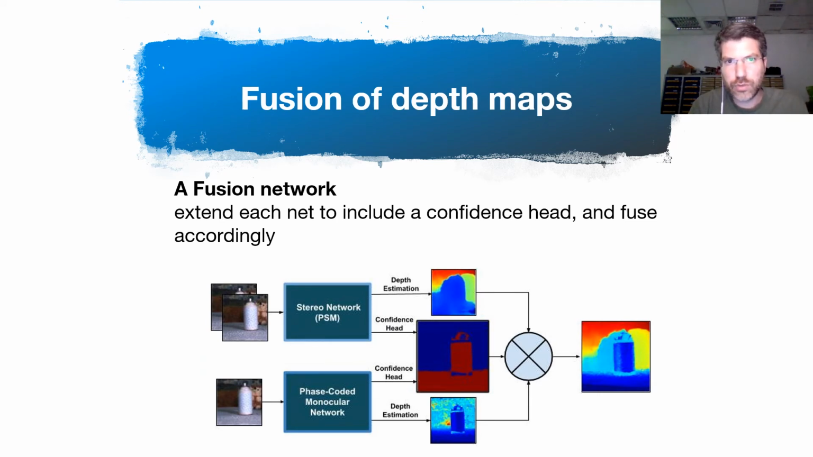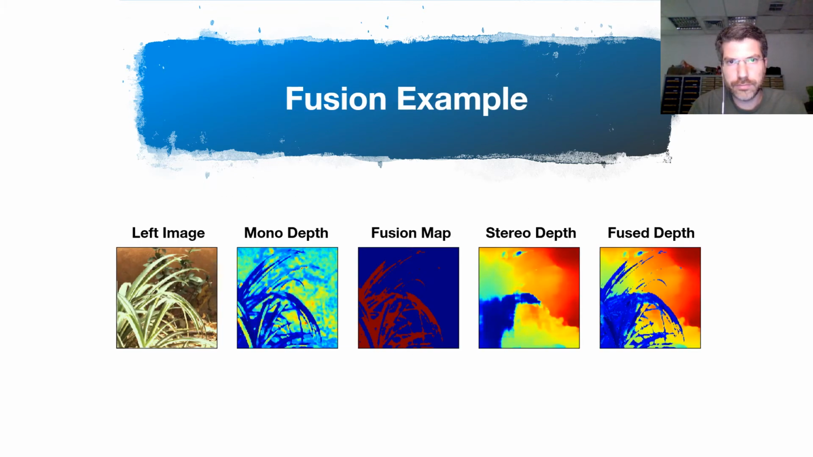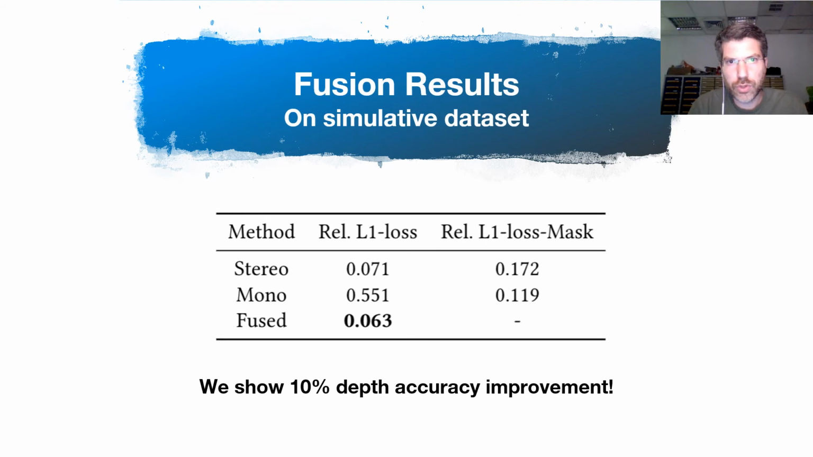The Fusion network uses a confidence metric on each network output to create a binary fusion mask. Here is an example of our fusion result. The fused depth map on the right shows a more accurate depth map than each of the stereo and mono methods alone. Overall, we show an improvement of 10% in relative depth error on our generated simulated dataset.